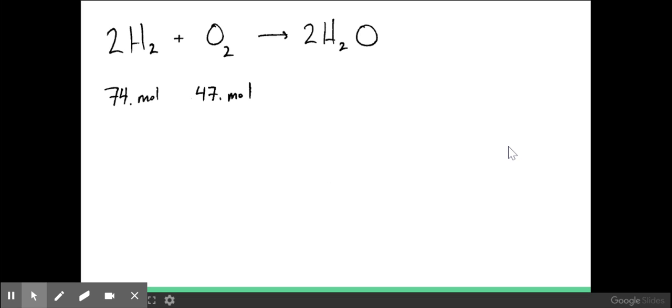Okay. First thing is I wrote out the balanced chemical equation. So I have 2H2 plus 1O2 gives me 2H2O. I also took my starting quantities of hydrogen and oxygen and I immediately converted them into moles. According to this reaction, I should have twice as much hydrogen as I do oxygen. But you can see here, I don't quite have twice as much hydrogen as I do oxygen. I actually have much less than that. So that's telling me that this is my limiting reactant. This is my excess reactant.